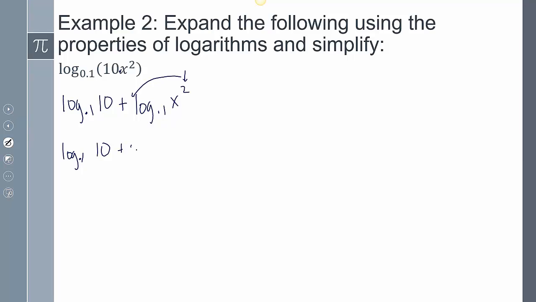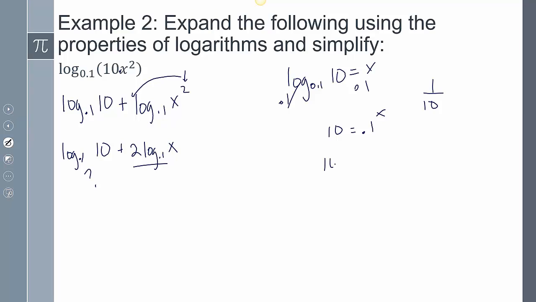And then plus 2 log base 0.1 of x. Well, that doesn't simplify, but maybe this simplifies. So let's do that off to the side. So log base 0.1 of 10 equals some number I don't know. Well, I'm going to have to take 0.1 as a base to both sides, so 10 equals 0.1 to the x power. Well, what's 0.1 as a fraction? It's 1 over 10.